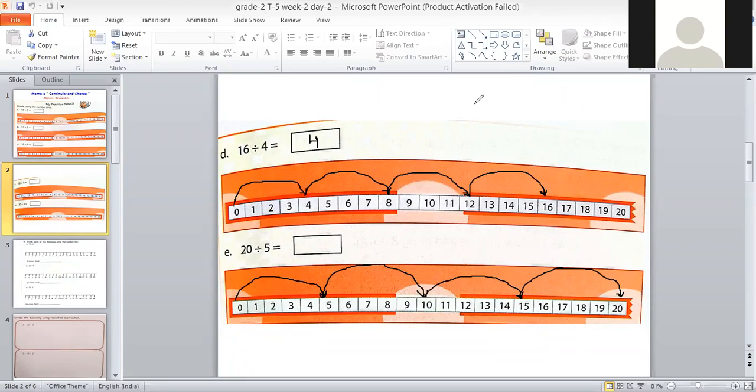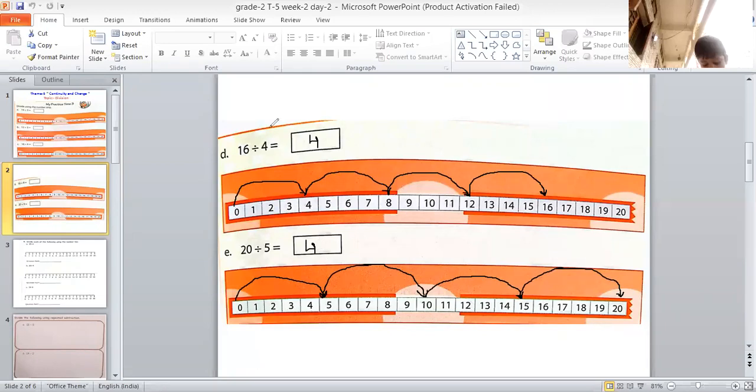Aliza, count and tell me how many steps we have taken. 4, ma'am. 4. Very good. So we have taken 4 steps here to reach number 20. So we'll write 4 in this box. Okay. Yes, children. So we are done with this My Practice Time 3.